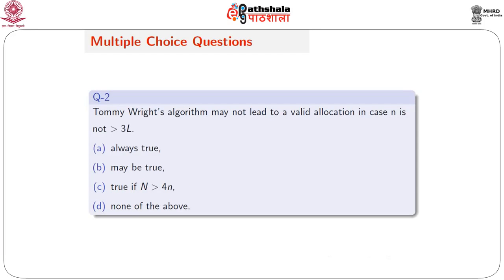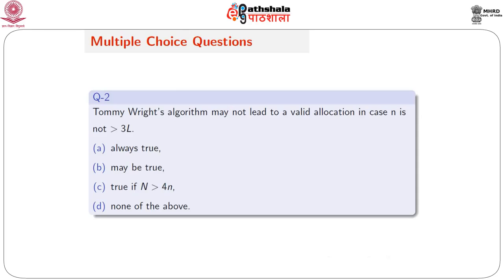What is the next one? Tommy Wright's algorithm may not lead to a valid allocation in case n is not more than thrice L. Is it always true? May be true. True if n more than 4 times small n, or none of the above. Very good. So we know what Tommy Wright's algorithm is talking about. It is based on a preparation of the 2A table and then going for it.